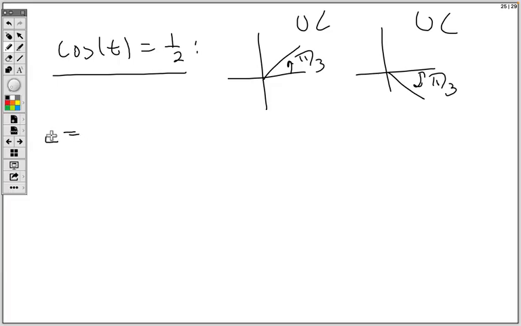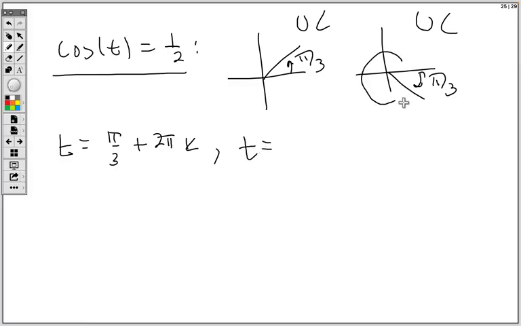So t is pi over 3 plus any multiple of 2 pi, or, t is 5 pi over 3 plus any integer multiple of 2 pi. Those are the answers there.